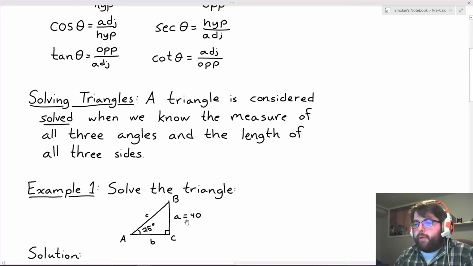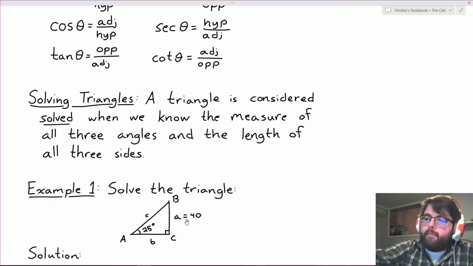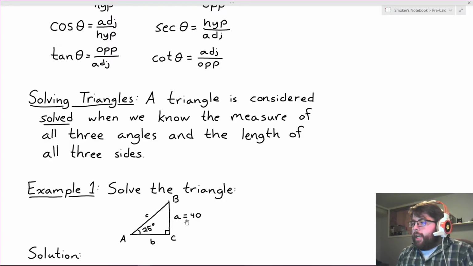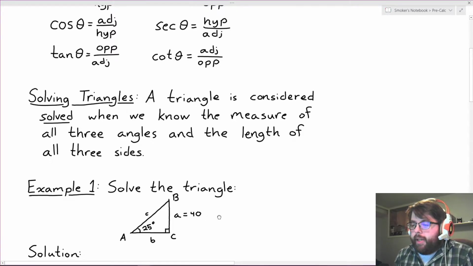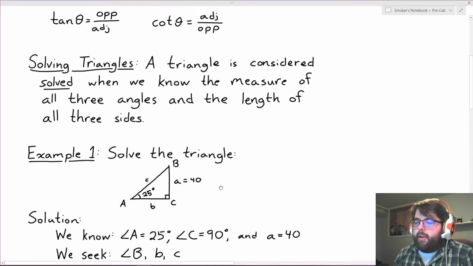That doesn't mean that any three pieces of information on any triangle allows us to solve it, but we need at least three pieces of information on a triangle to be able to solve it. It doesn't mean it'll always work, but we will at least need that for it to work. I don't know if that's making sense.